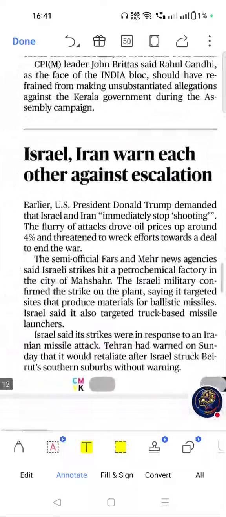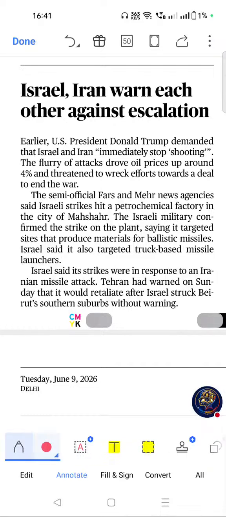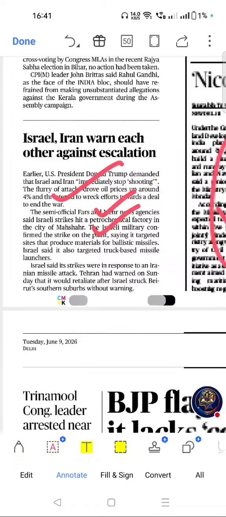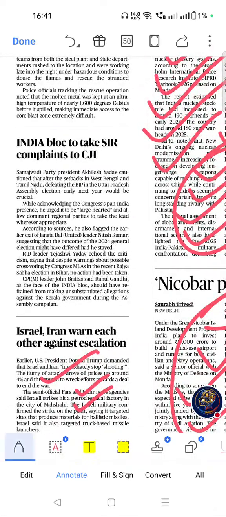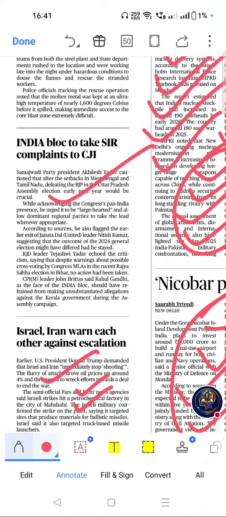What's this one? Israel and Iran warn each other against escalation. If we see the importance of this topic, West Asia is extremely important for UPSC, with a direct impact on India's energy security. Please go through this one. Next important article was this one, which we have already discussed. These are the only important articles from this page.